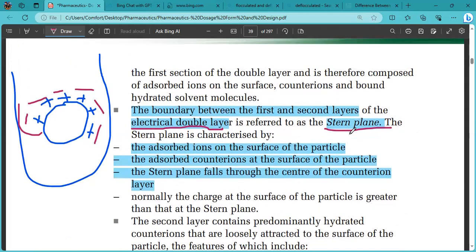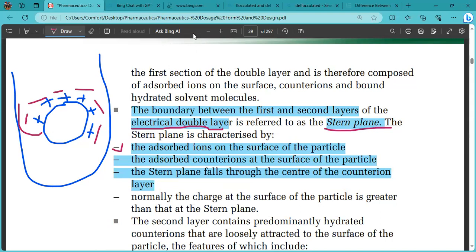So now this Stern plane, just to give a brief recap of what I've explained: the adsorbed ions on the surface of the particle. This is your particle. These are the cations and all the adsorbed ions on the surface of the particle. And the second one, so we've checked that one off the list, is the adsorbed counter ions. Remember, the counter ions are the oppositely charged ions, yeah? The counter ions at the surface of the particle are these negatively charged ones here. And then the Stern plane falls through the center of the counter ion.